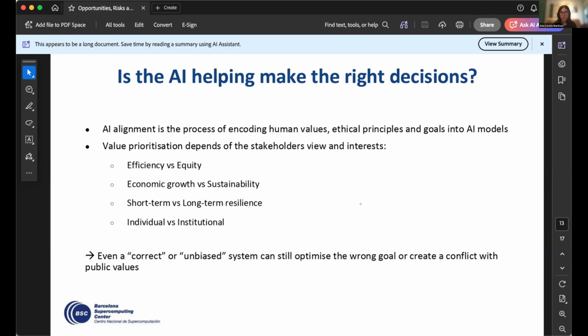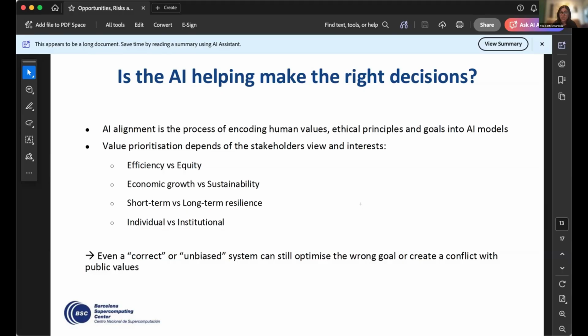Different trade-offs that we might find are, for example, efficiency versus equity. If we want to have very fair systems, maybe then we are losing something, so they will work better for specific cases, but then it will be more difficult to generalize. Economic growth versus sustainability, short-term versus long-term resilience. And in the end, one of the main challenges is to confront individual interests against institutional interests.